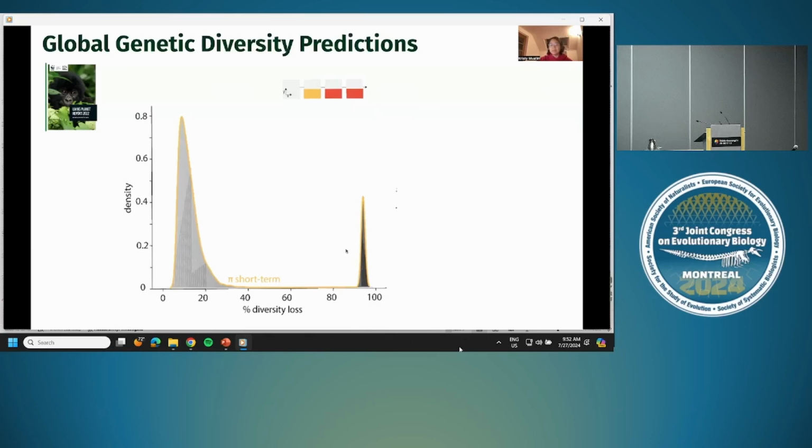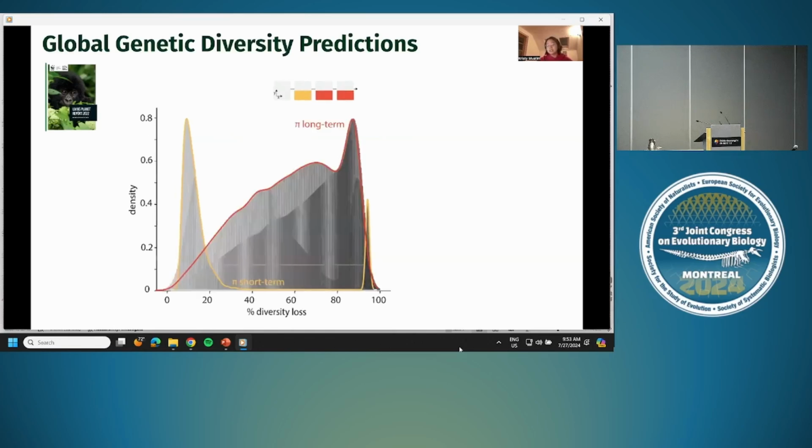In the short term, we find that the distribution of genetic diversity loss across 5,000 species is bimodal. There's a group of populations at the far right that have lost close to 90 to 100% of genetic diversity. On the other hand, there's a slightly larger proportion of populations that have lost 0 to 30% of genetic diversity. In the long term, this distribution of genetic diversity loss is much more continuous. There is, however, a larger proportion of populations that are projected to lose 80 to 100% of their genetic diversity.